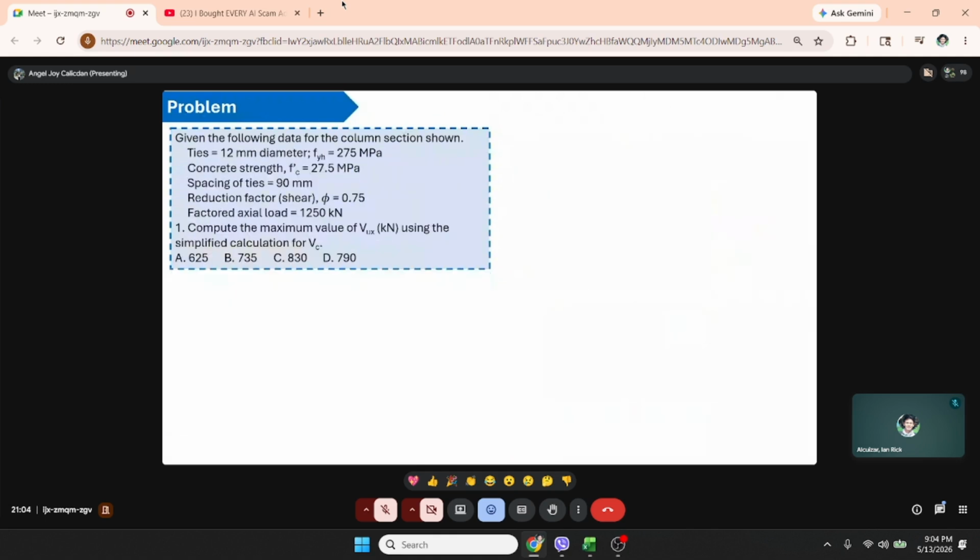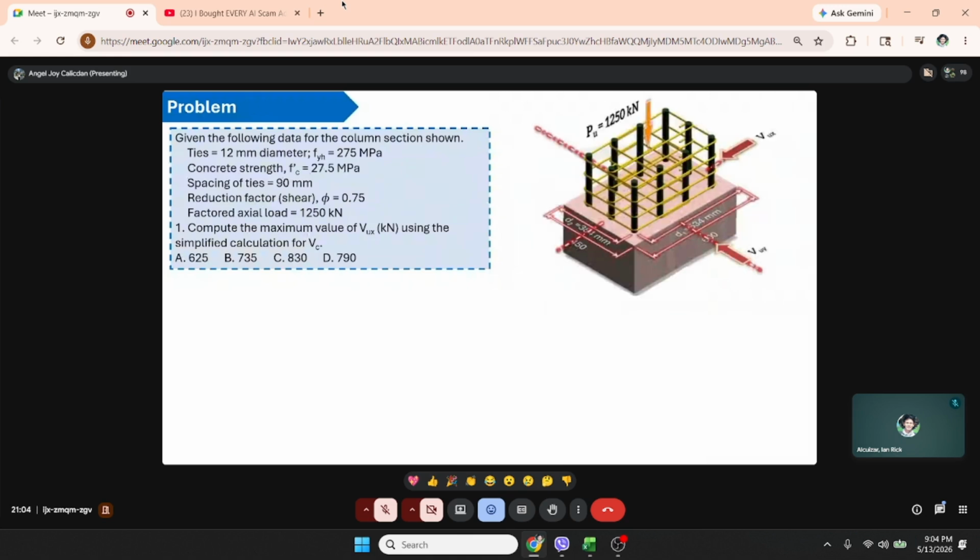So, another perspective of the cross-section is this: Vux, or shear along X, and shear along Y. Then the factored axial load is normal to the cross-section, so it is perpendicular to the cross-section. 1,250 kN. So, this is the given.